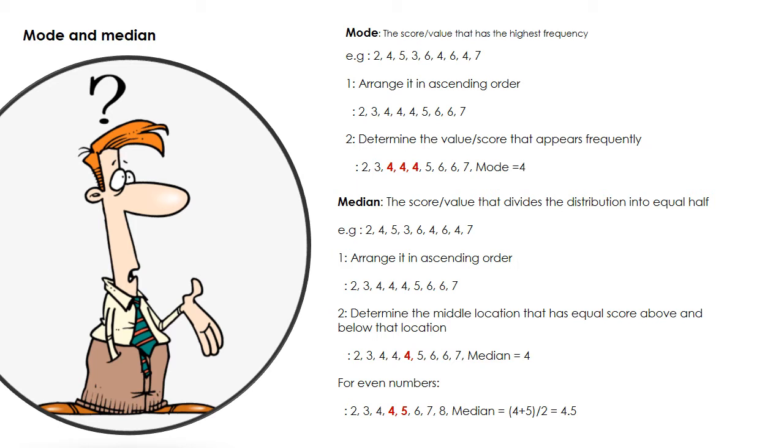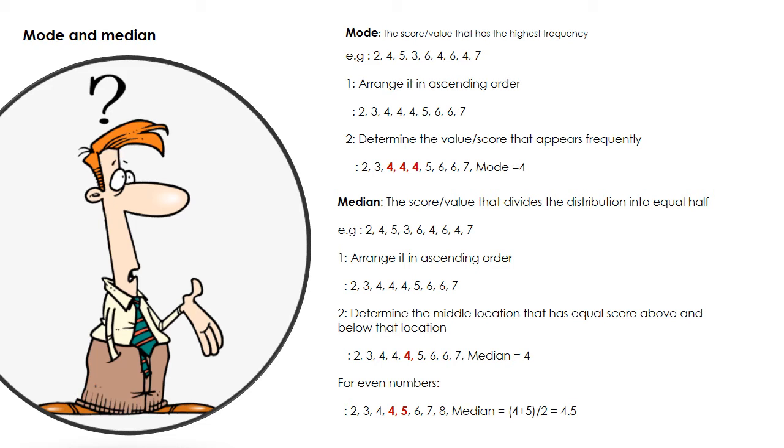So that was for odd numbers. When you have even numbers, how do you do that? Let's look at the even numbers. How many values do you have? 1, 2, 3, 4, 5, 6, 7, 8. So you have 8 scores. How do you find the median for this even number?